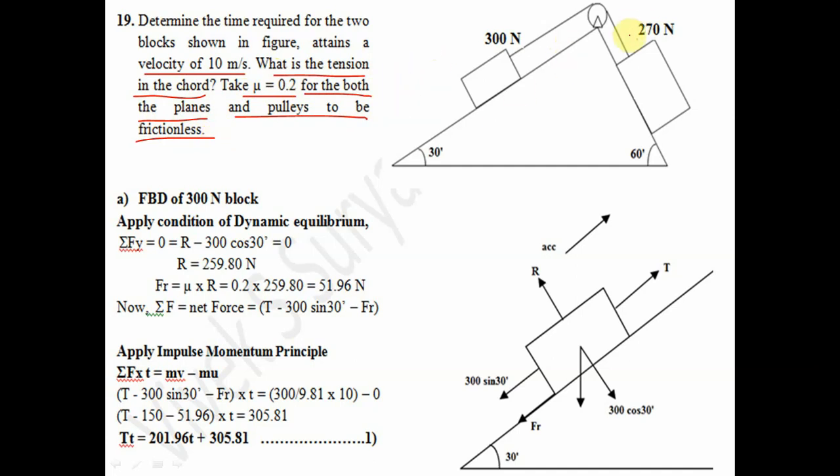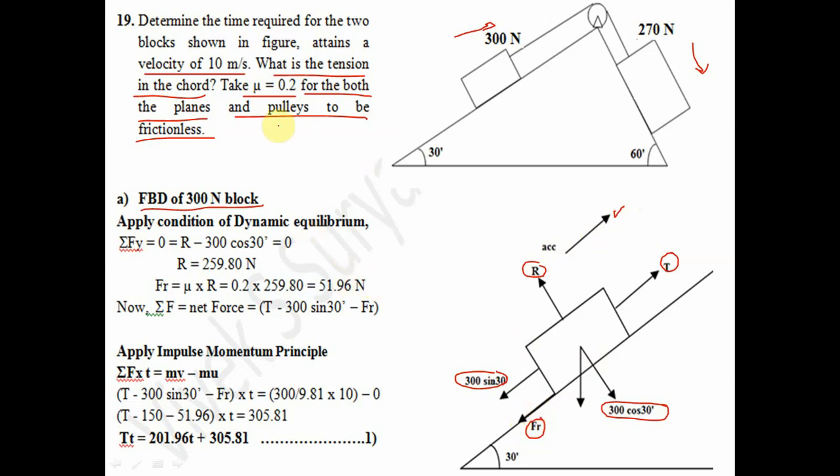So now this is two blocks, 300 Newton and 270 Newton. The acceleration for this block is downward because of this 60-degree angle, and for this block is upward. Okay. So first we'll draw free body diagram for 300 Newton block. So this is tension, normal reaction R. This is weight component, 300 cos 30, 300 sin 30. This is the acceleration, and opposite to it we show friction.